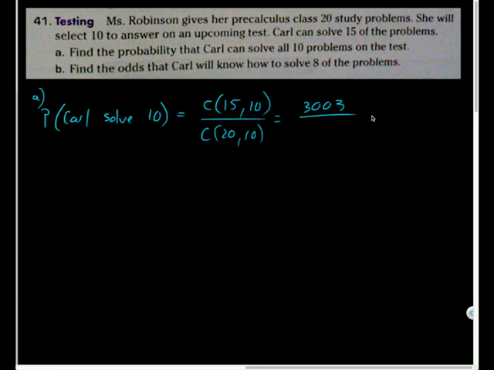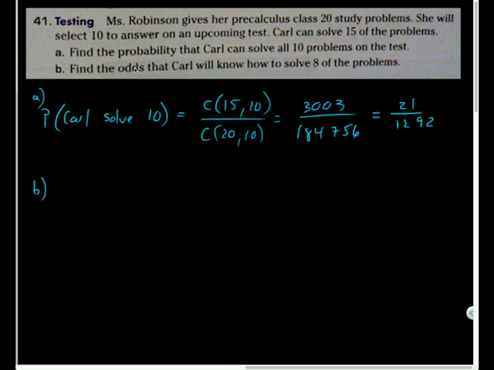And 20 combo 10 is 184756. If I divide those, I get a decimal 0.01625. So I've got like a little over 1.5% chance that Carl's going to be able to get all 10 right based off of his chances. And if I convert to a fraction, this is the same as 21 over 1292. So that's the number of ways, or the probability that Carl can get all 10 right.